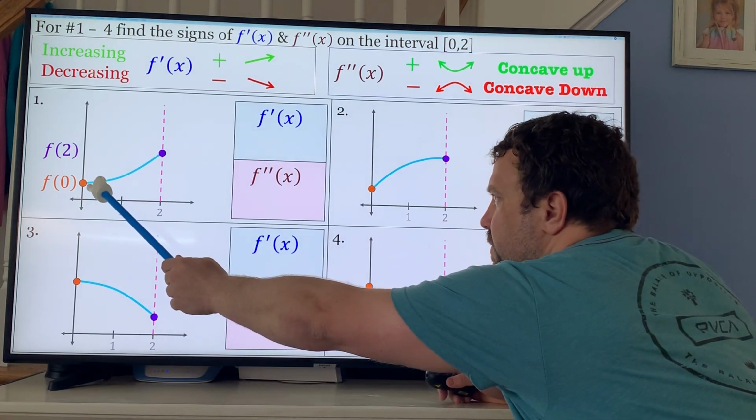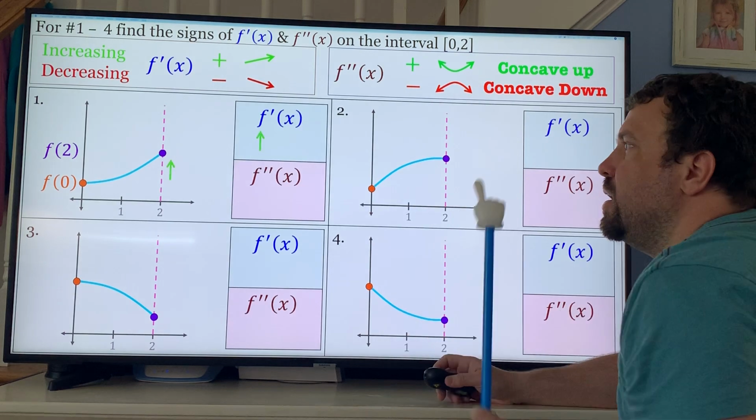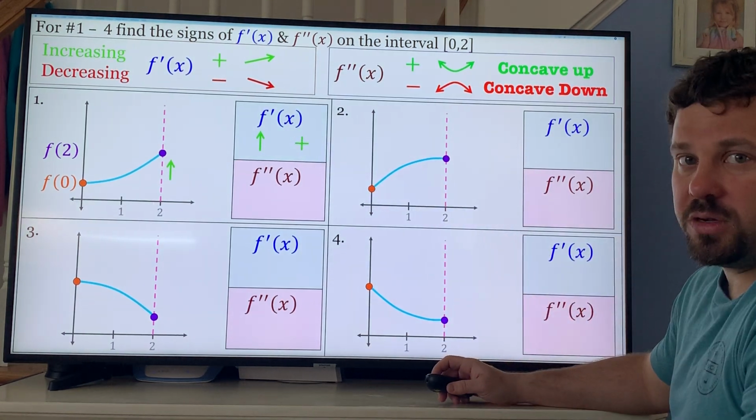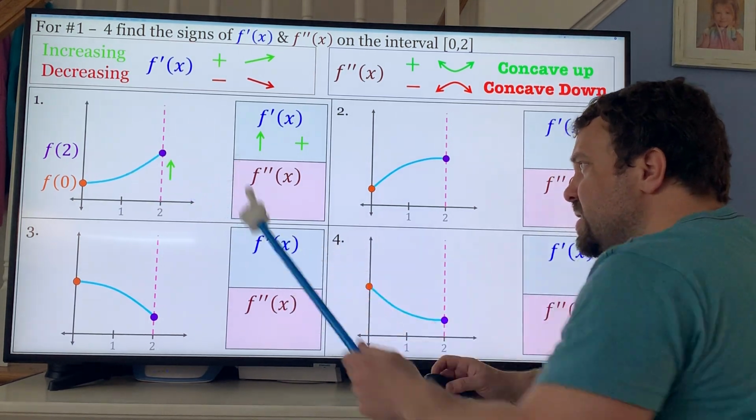So just think, from 0 to 2. The graph is going up, right? Since the graph is going up, it means that it's increasing. So it would have a positive value right there. Now, what does this concavity look like?